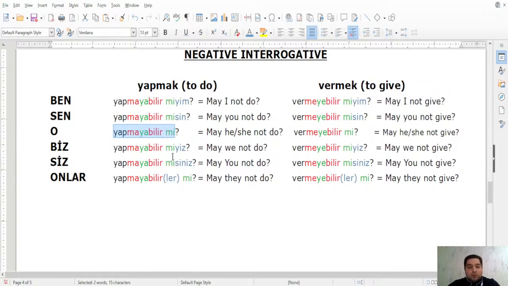So it's all about the possibility, and again, it's different than the negative interrogative of can. In negative interrogative, what will be for the first person singular? Yapamaz mıyım, right? It was what?